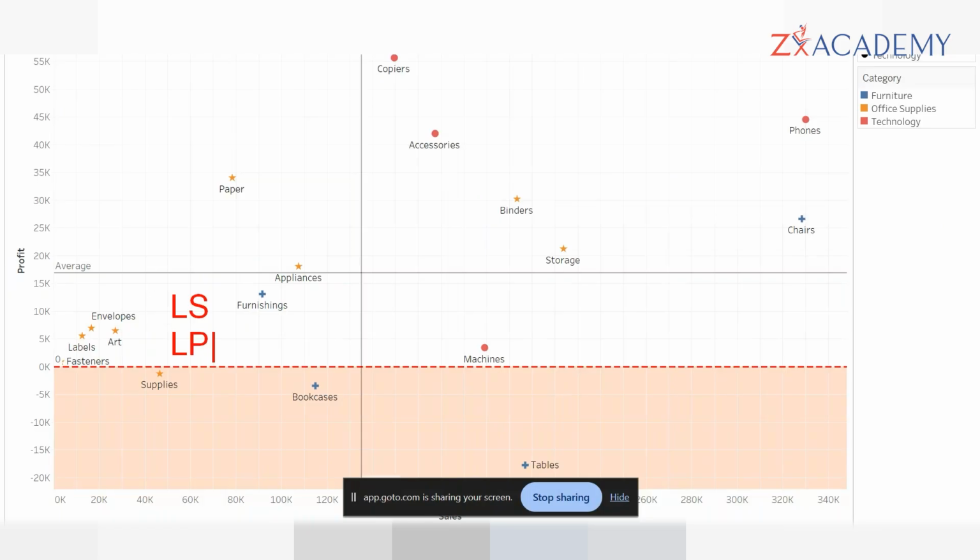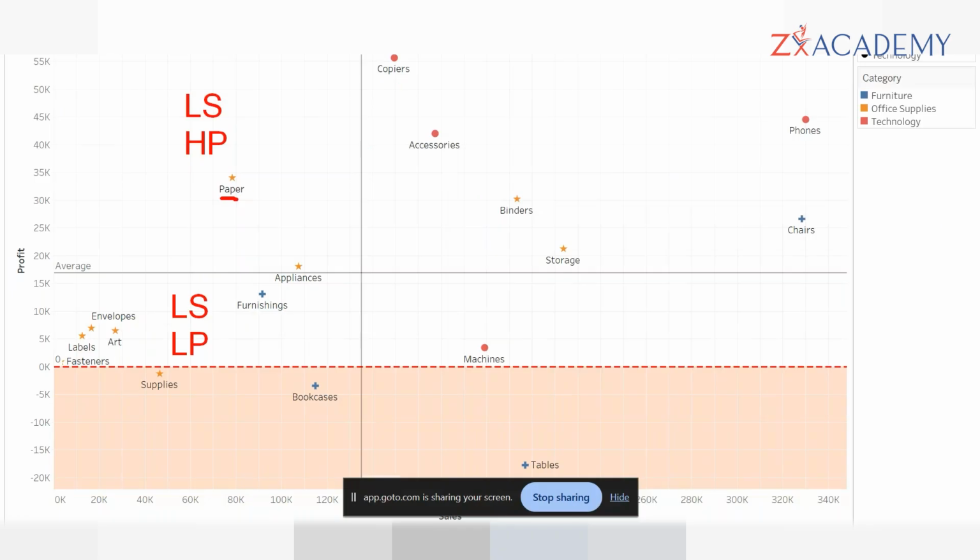So these are low sales and low profit. Okay, so when it comes to labels, art, fasteners, furnishings and all these things, we have a low profit because the sales are low. Okay, and those particular things which come over here, the sales are still low because on the left hand side, the very low sales, but when it comes to the profit, it is above the average, so high profit. So you can see the papers are falling into this category. So it just says even with the low sales we are getting a very high profit.